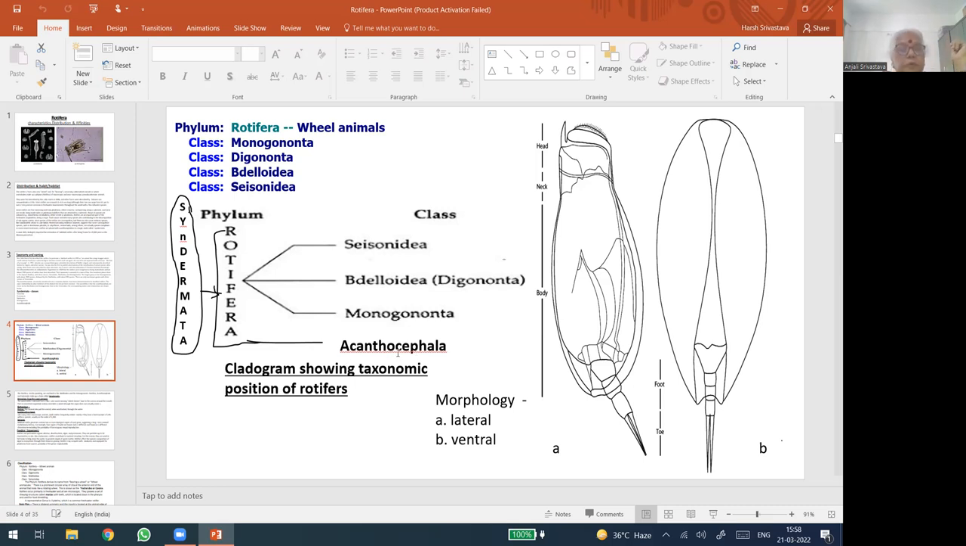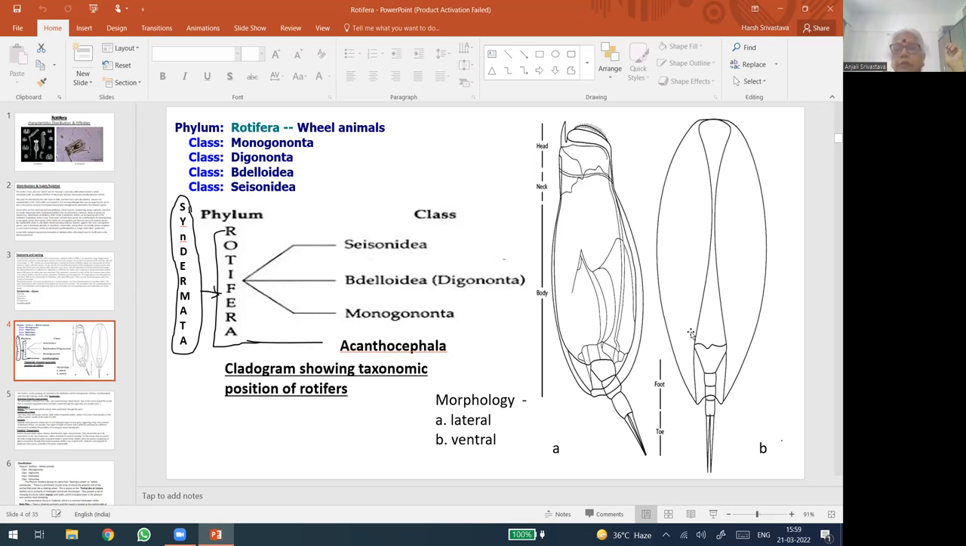So whatever the case is, a lot of discussions and observations are going on about whether some other species will be included in this group. But that hasn't been finalized yet.